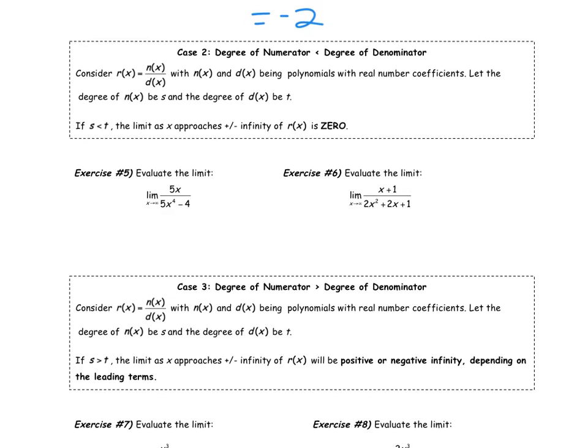Now we're going to take a look at when the degree of the numerator is smaller than the degree of the denominator. So now we're going to be looking at when it's bottom heavy. And again, if you guys remember from when we talked about horizontal asymptotes, when you're bottom heavy, the horizontal asymptote is at y equals 0. That's it. It's as simple as that. Because it's bottom heavy, horizontal asymptote at y equals 0.